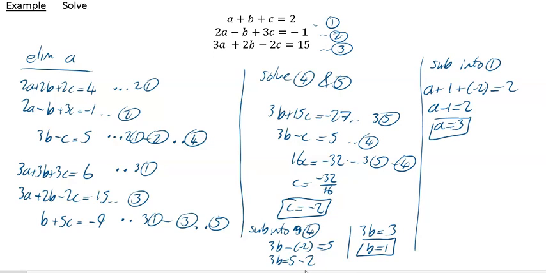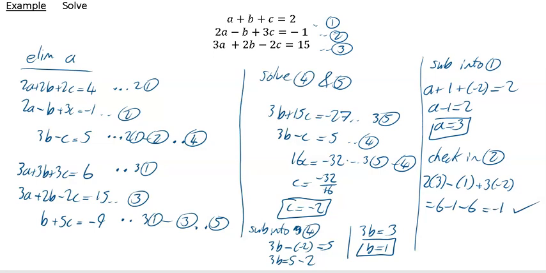Now the nice thing about simultaneous equations is you're able to check them. So we're just going to say check in, and we've used equation 1, so we can't check in equation 1. We're going to check in equation 2. Equation 2 was 2a. 2a we now know, or we now hope, is 3. Our b was 1, and then plus 3 times my c, which was minus 2. If you do that out, that's going to be equal to 6 minus 1 minus 6, which is equal to minus 1, which is what it was meant to be. So we know we have got that right.